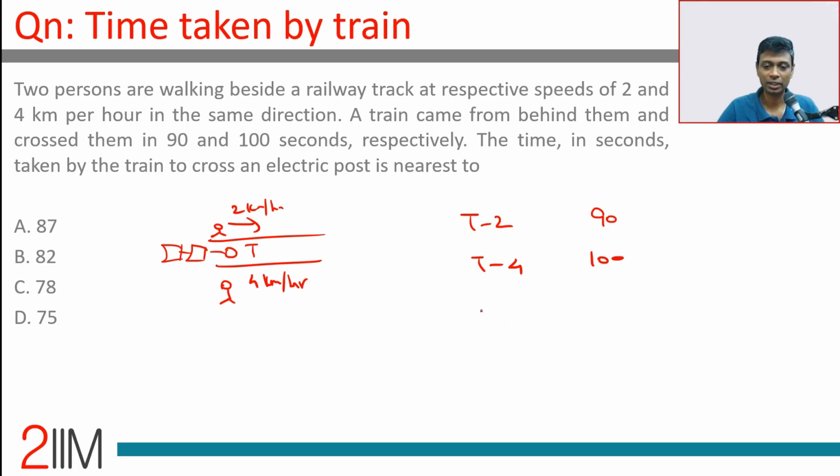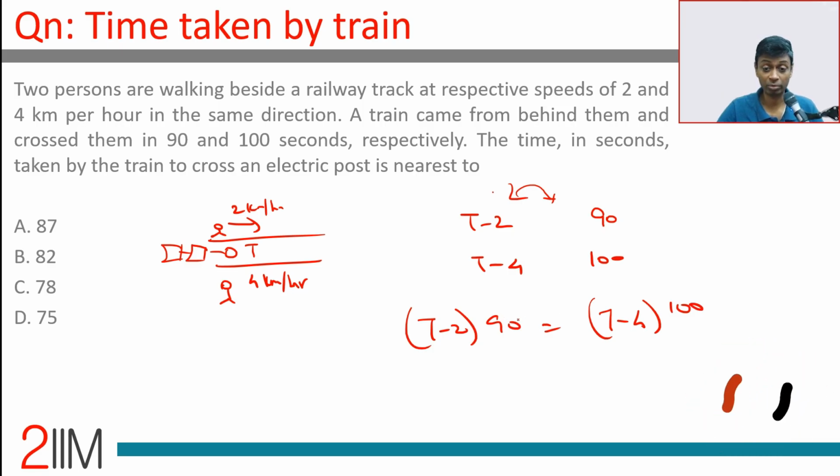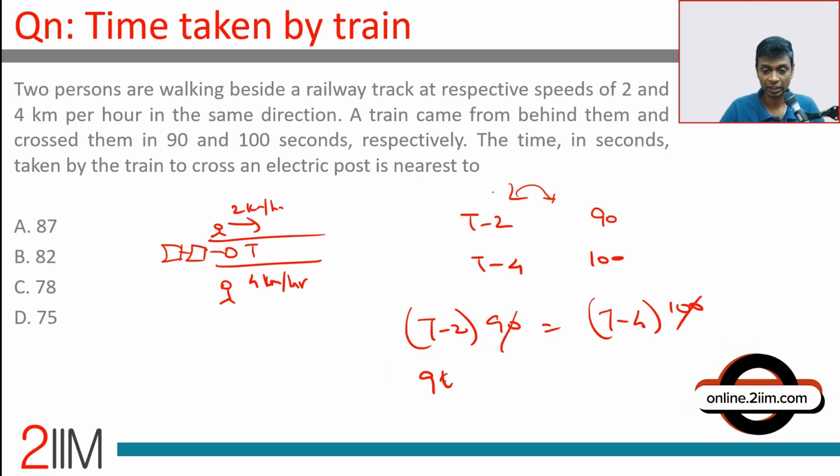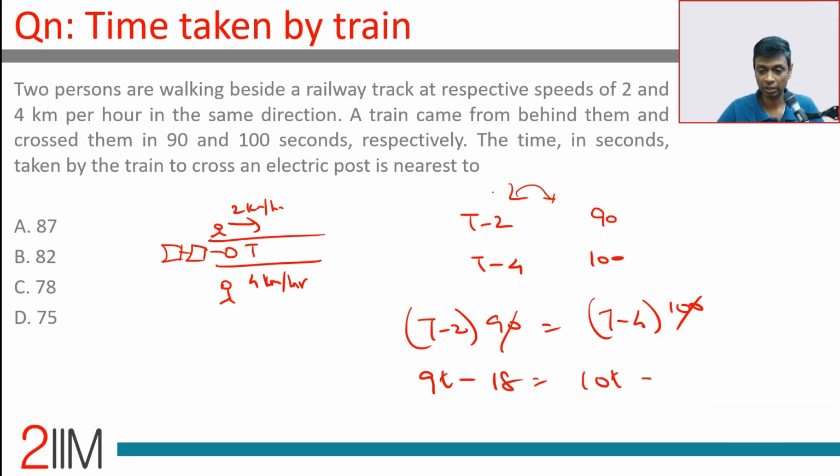Wonderful. So the ratio of the speeds should be the opposite of the ratio of the times, or time taken into speed is constant. (t − 2) × 90 = (t − 4) × 100. t is the speed of the train. Sorry, I should pick a different variable. 90t − 180 = 100t − 400, or t is 22. The train is traveling at a speed of 22 kilometers per hour. Lovely. This is 20 kilometers per hour. This is 18 kilometers per hour. Now the train alone travels.